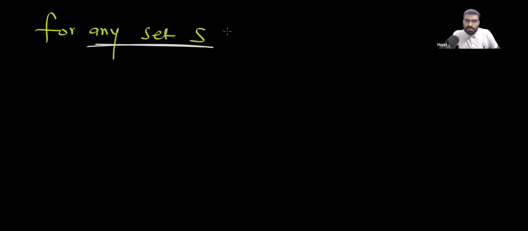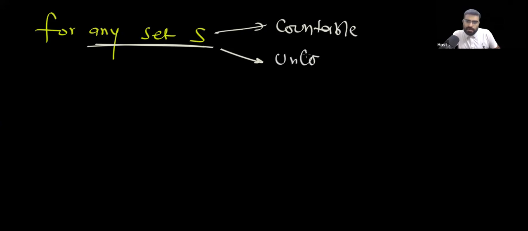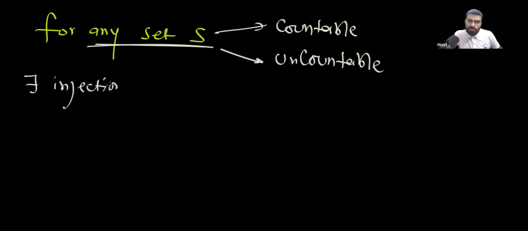So remember, for any set S, whatever set you take, this can be countable, this can be uncountable, whatever set you take, what I can say is there exists an injection. You can give an injective function. There exists an injection F from S to PS. What is that?